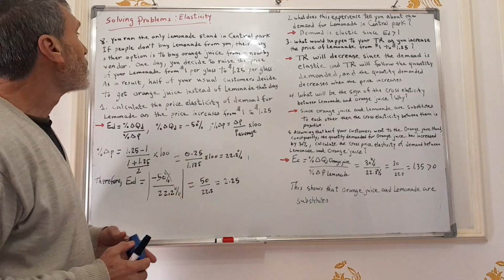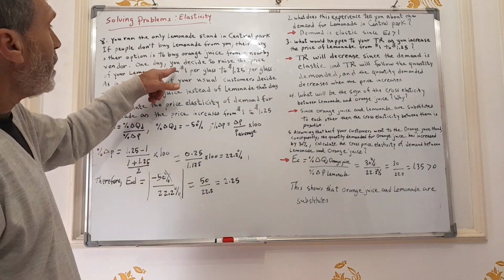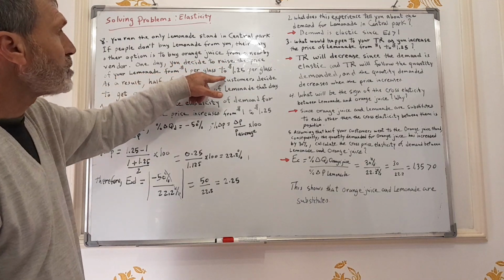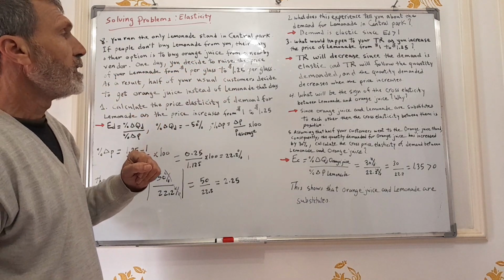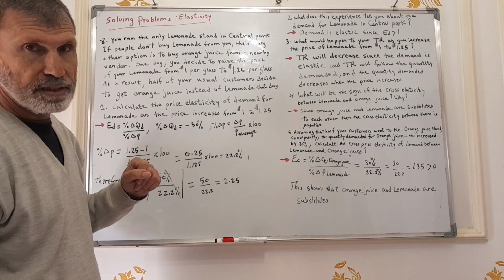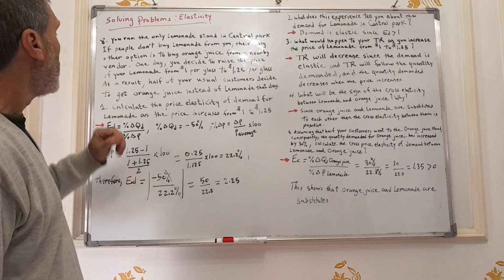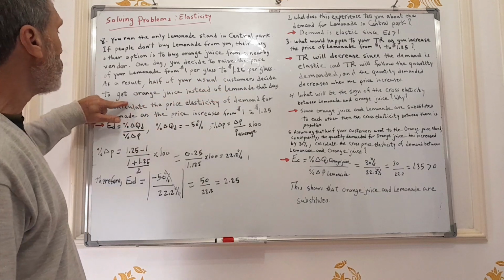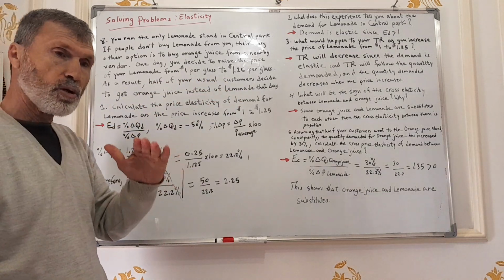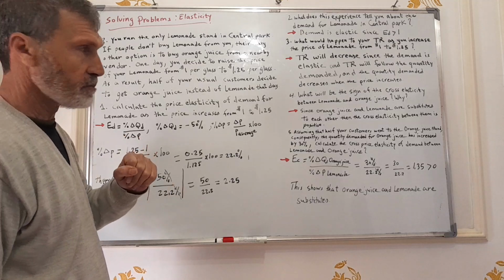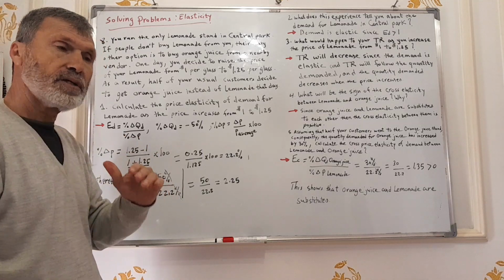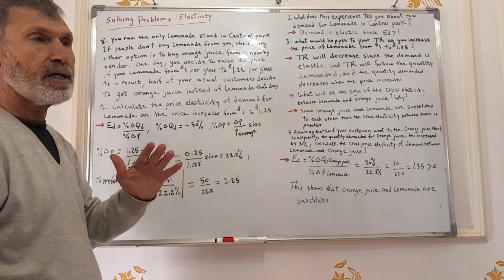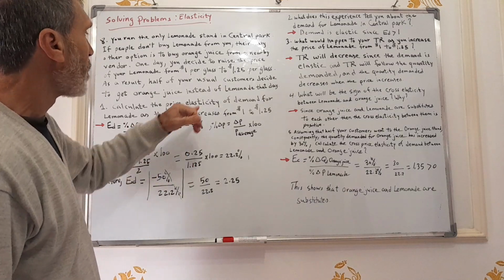One day you decide to raise the price of your lemonade from $1 per glass to $1.25 per glass. Okay? As a result, half of your usual customers decide to get orange juice. That means you lost 50% of your customers. 50% of the quantity demanded of your lemonade has been reduced.